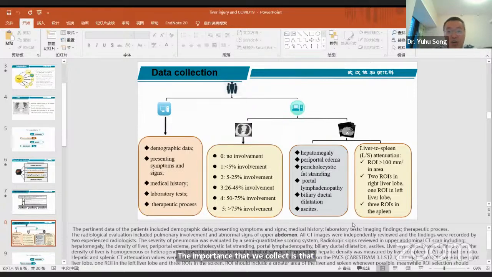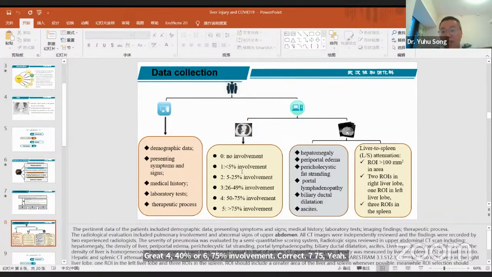First, we collect the chest scan. The chest scan was divided into grades: grade 0 no involvement, grade 1 less than 5% involvement, grade 2 5 to 25% involvement, grade 3 26 to 49% involvement, grade 4 50 to 75% involvement, and grade 5 more than 75% involvement.